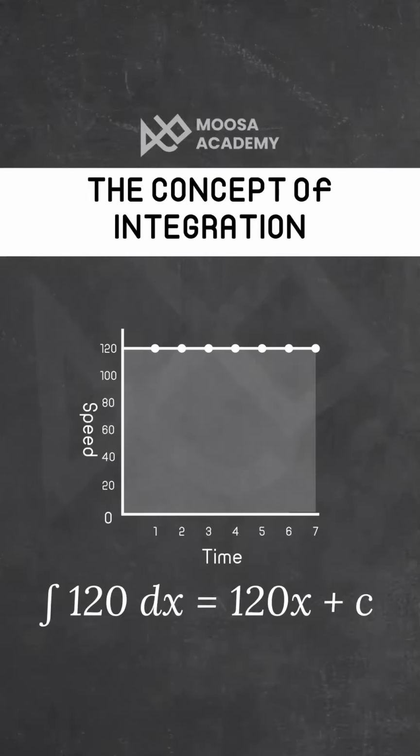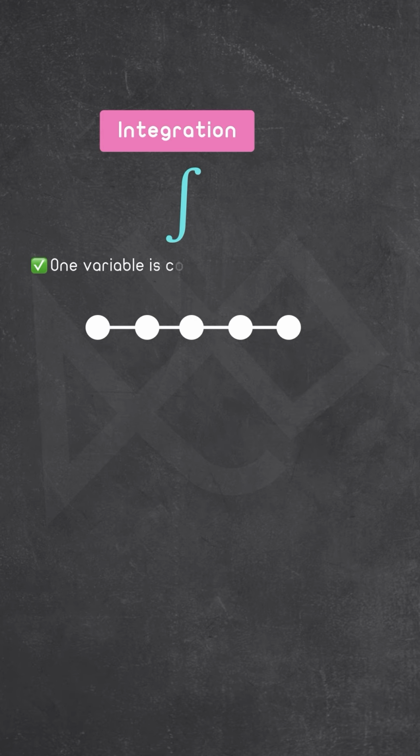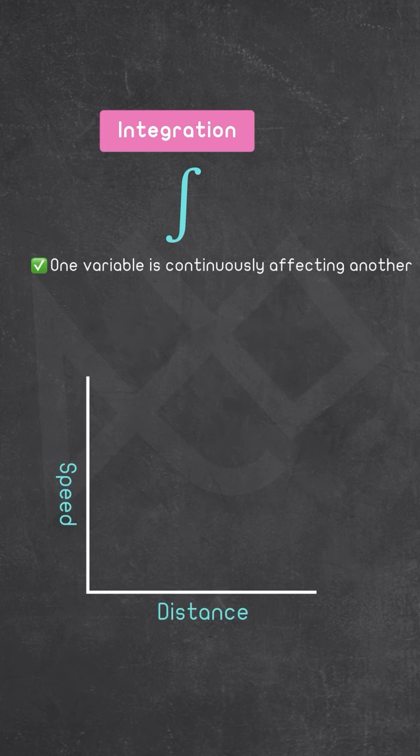In this lesson, we're going to learn a very important topic in mathematics, which is actually very simple if we explain it in plain and simple terms. That is integration. We can think of integration as a collection of continuous effects where one variable is continuously affecting another. What we want to calculate is the total of these continuous effects over a certain period of time, or let's say the accumulation of effects over a certain period of time.